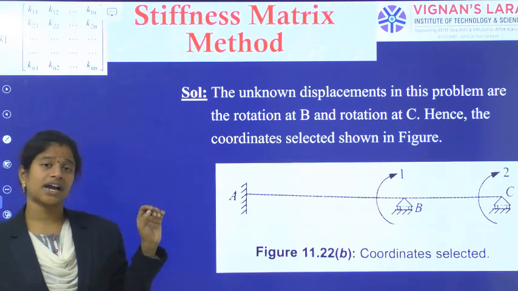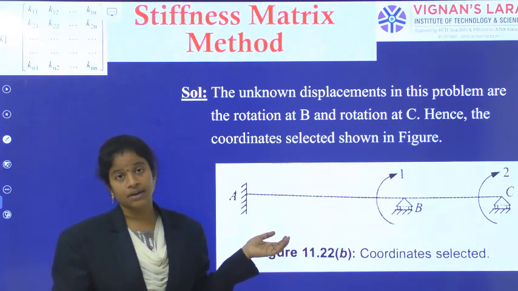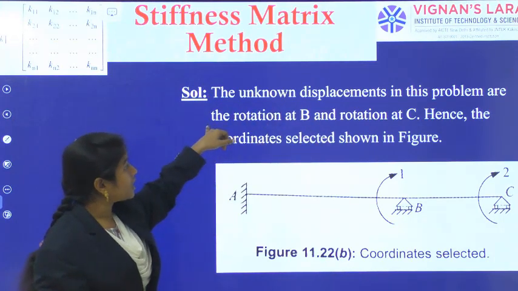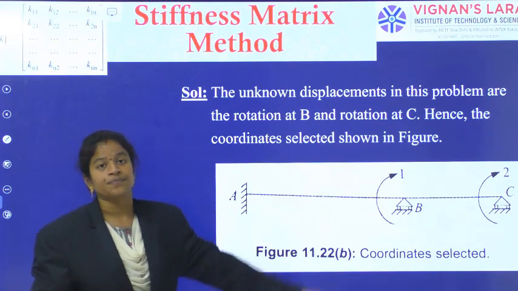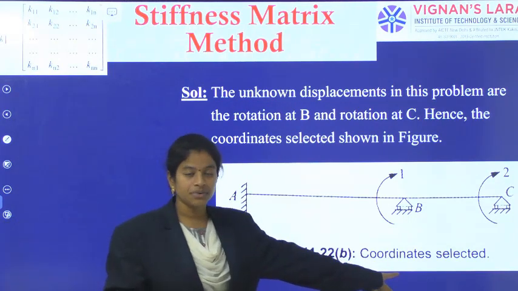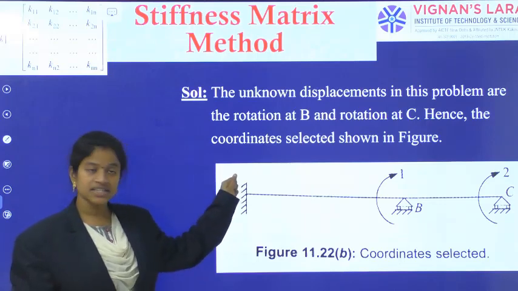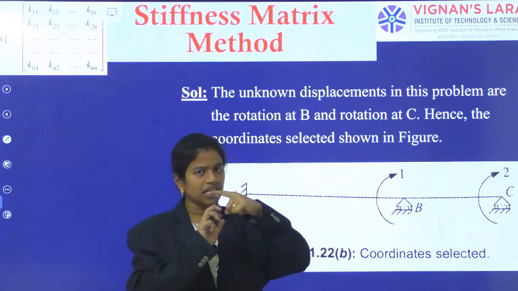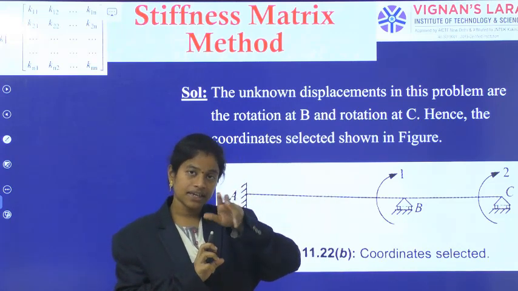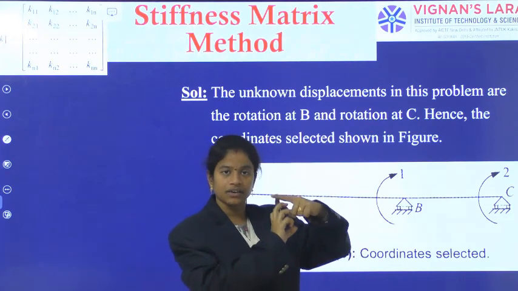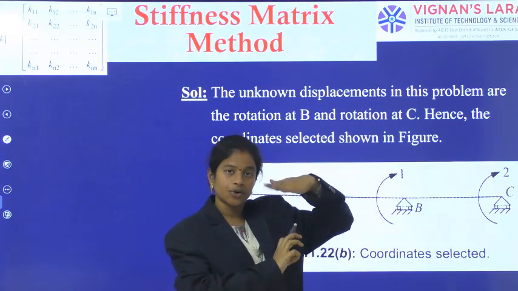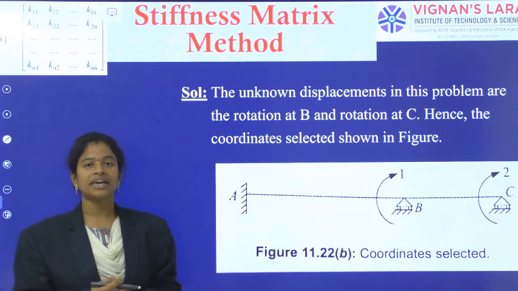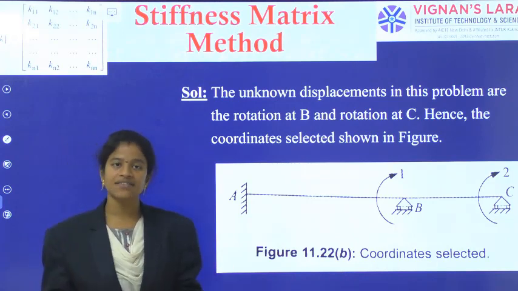I have to find the degree of static indeterminacy and the degree of kinematic indeterminacy. The degree of kinematic indeterminacy or degree of freedom we have got is 2, and the unknown displacements in the problem are the rotation at B and the rotation at C. How much rotation is possible at B? There is no horizontal or vertical displacement. A support will not allow any vertical displacement, but it will allow some rotation. Also at support C, there is no vertical displacement, but it will allow some rotation. So the rotations possible at supports B and C are the main degrees of freedom.